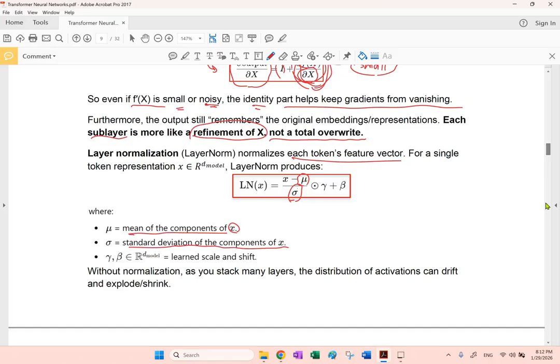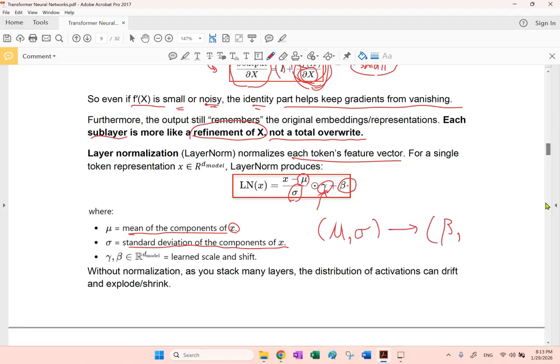And sometimes it's not good to leave it at 0 and 1. Sometimes it's a good idea to scale it: instead of an average of 0, you want to shift the average to beta, and instead of standard deviation 1, you want to scale the standard deviation to gamma. So sometimes you want to linearly scale it from mu and sigma to beta and gamma.